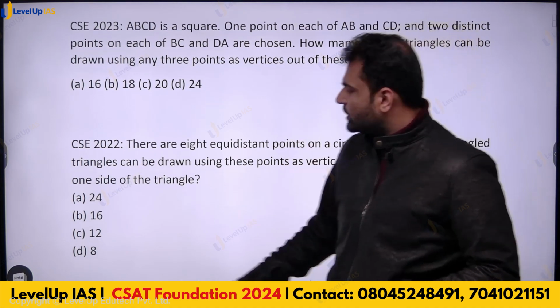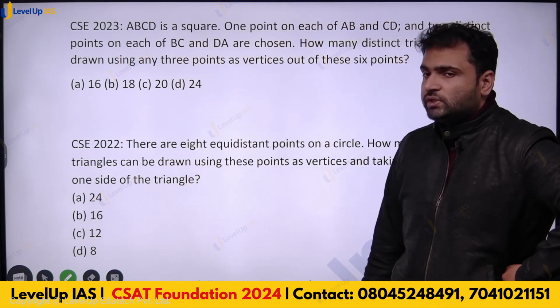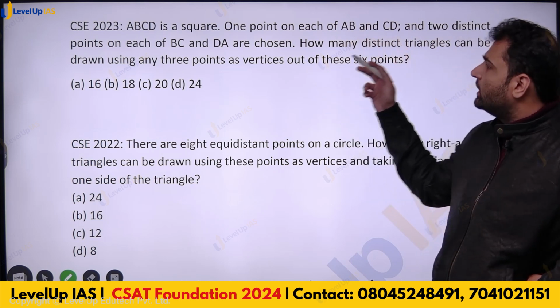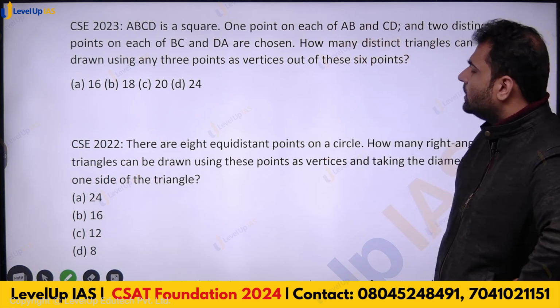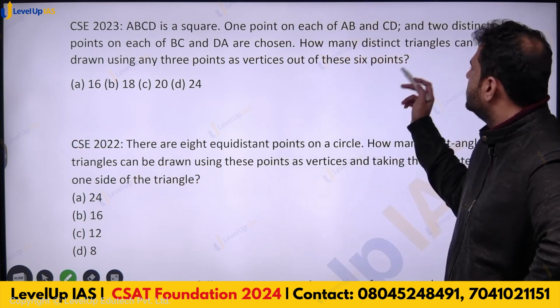This is the first question from CSE 2023. We have a square ABCD and one point is there on each of AB and CD, and there are two points on BC and DA. Question is, how many distinct triangles can you form out of these 6 points?